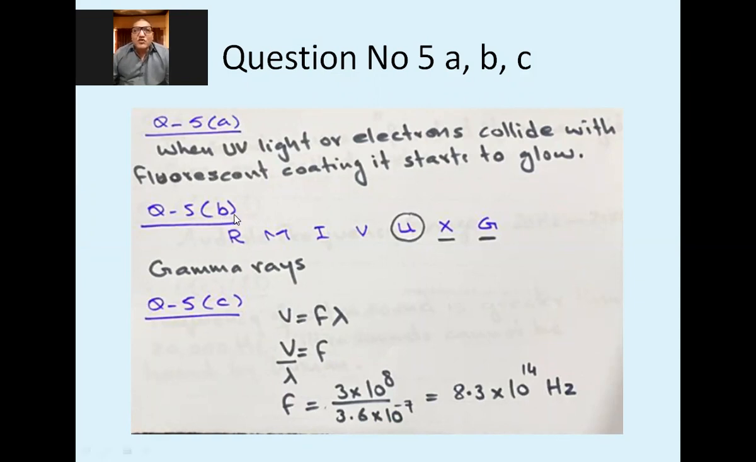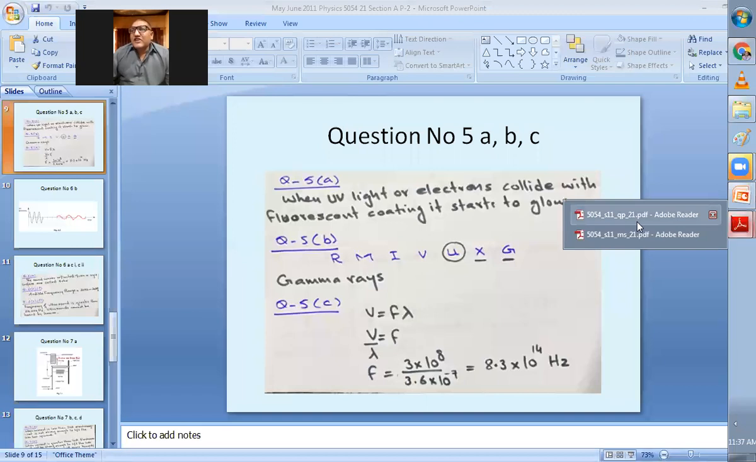As you move in the order shown here towards the right side, the wavelength will decrease. His question is the component of the electromagnetic spectrum whose wavelength is shorter than the ultraviolet. So there are two components, X-rays and gamma rays. You can name anything. I have written here, gamma rays. So let's move to the next part.